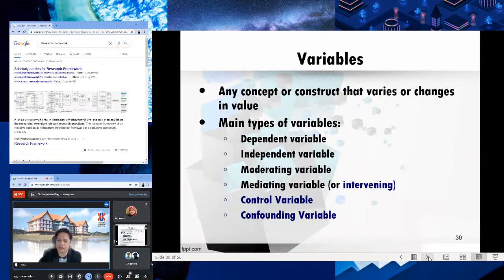six types of main variables. The first one is the dependent variable, then the independent variable, moderating variable, mediating or intervening variable, control variable, and confounding variable. So what are the differences between all these main types of variable? We look at them one by one.